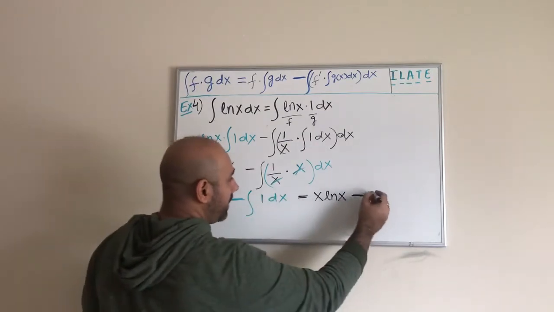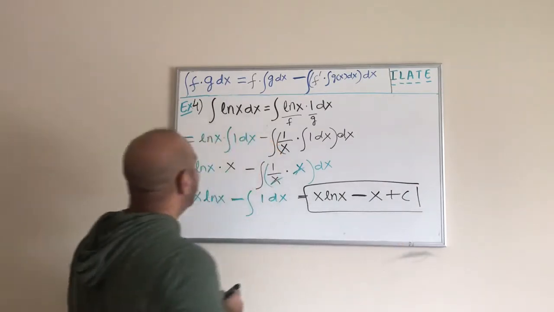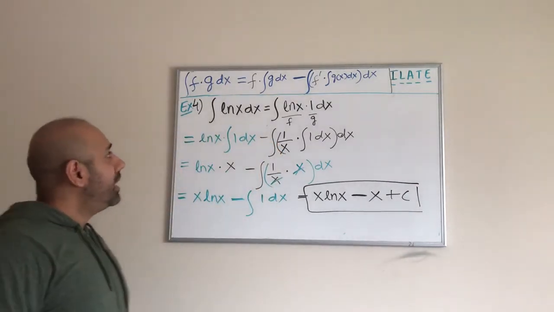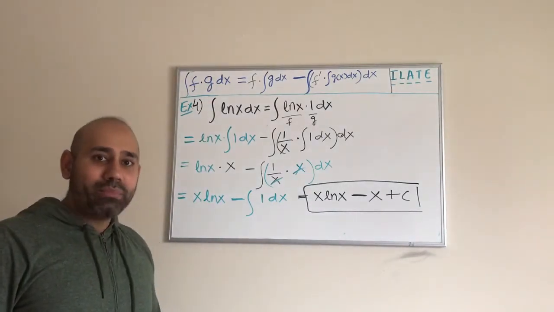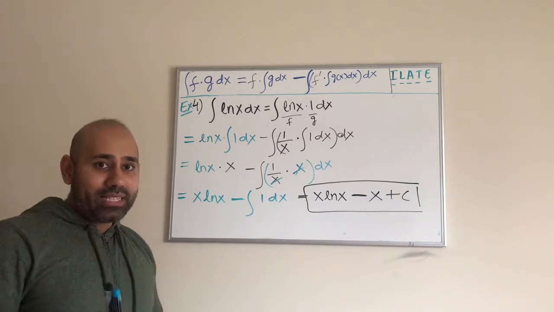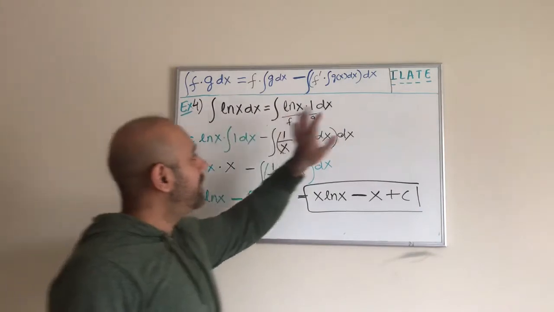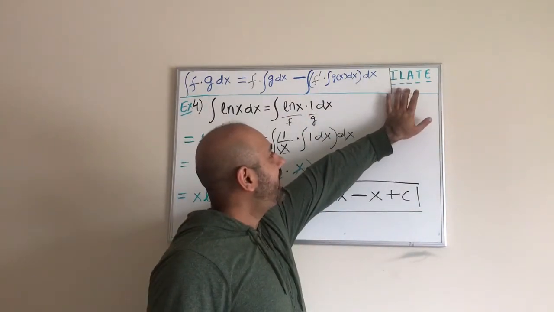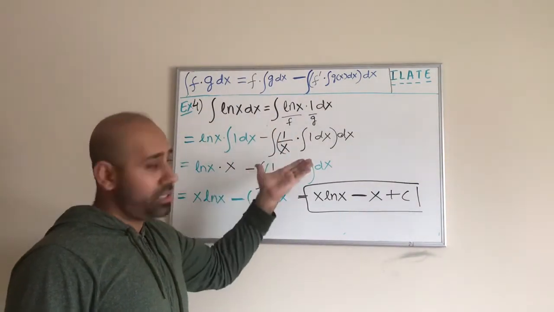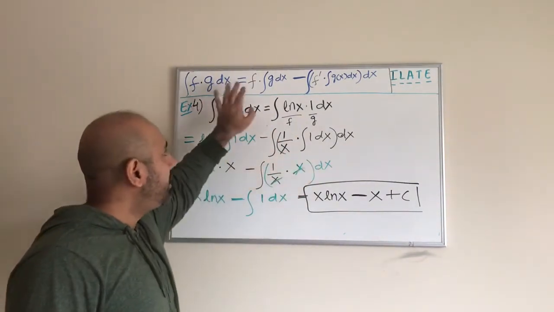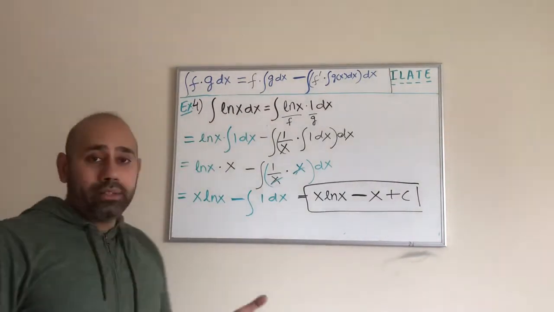So the integral of 1 is again x, and then there's a plus c. So here we have the integral of ln of x. At first it seemed almost impossible to evaluate the integral of ln of x, but we can rewrite this as a product of two functions, ln x times 1, and then follow this trick: we should choose the log function as the f function and the constant function as the g function, use the integration by parts formula, and we were able to evaluate the integral of a log function.